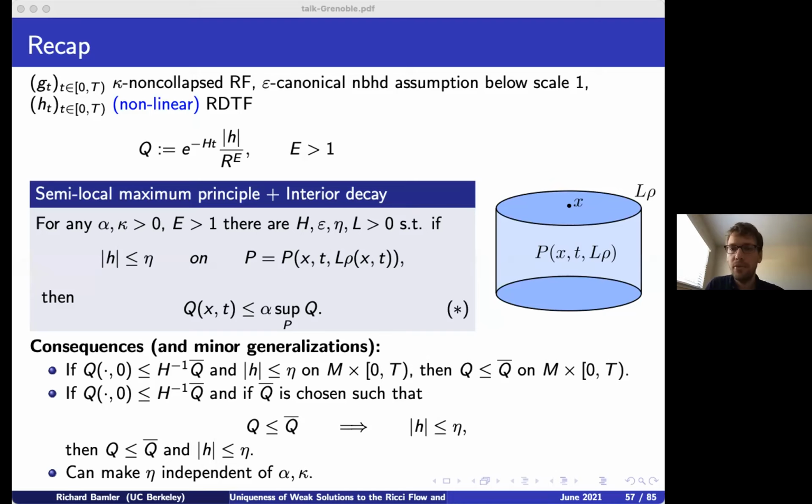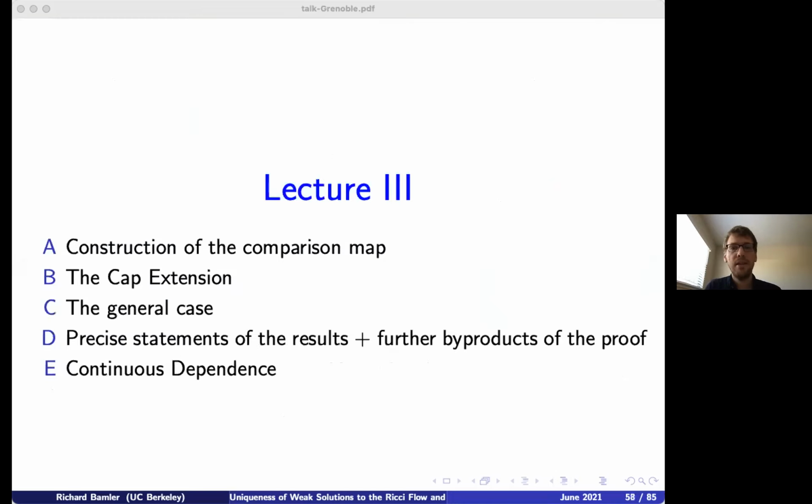Okay, so I'm running maybe slightly ahead of schedule, but what I just want to do in the last 10 minutes is start a little bit with the third lecture and talk a little bit about the construction of the comparison map.